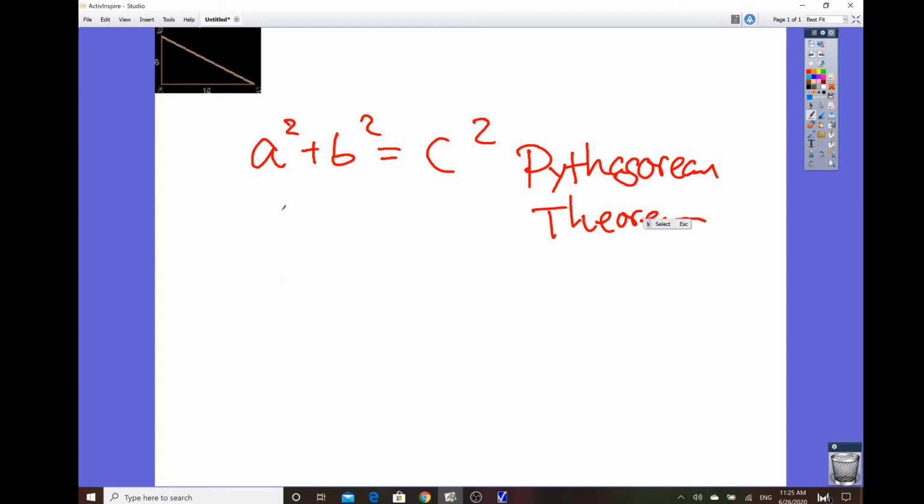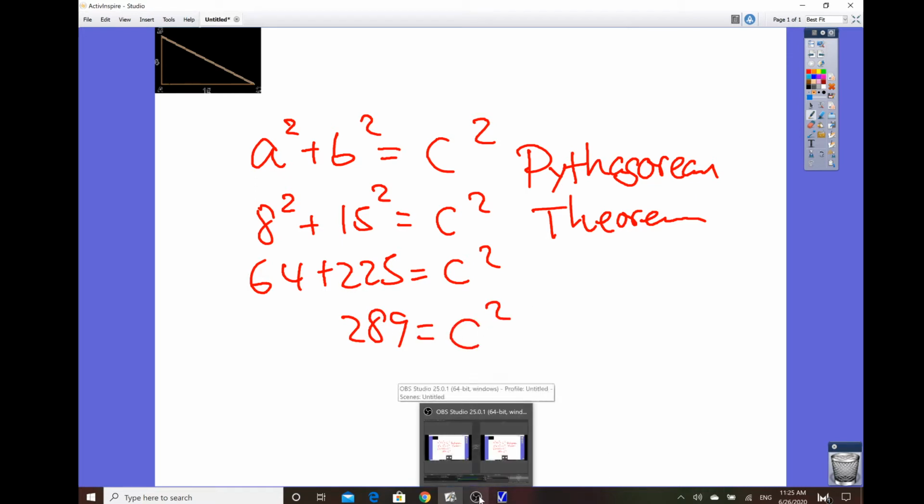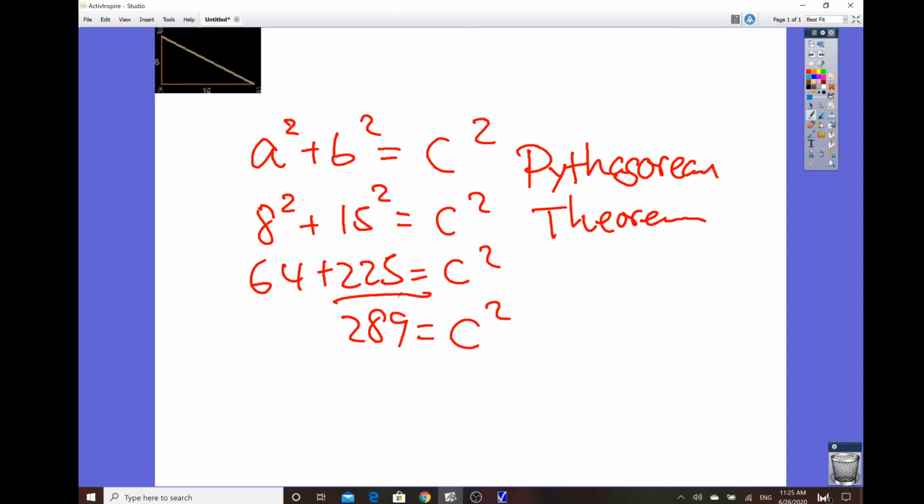For A in this case, we have 8 quantity squared plus 15 quantity squared equals c squared. Back to the solution, this one is just solving it all the way through. 8 squared is 64, and 15 squared is 225. Combine them: 4 plus 5 is 9, 6 plus 2 is 8, so 289 equals c squared. Another thing you need to do is take the square root of this number.